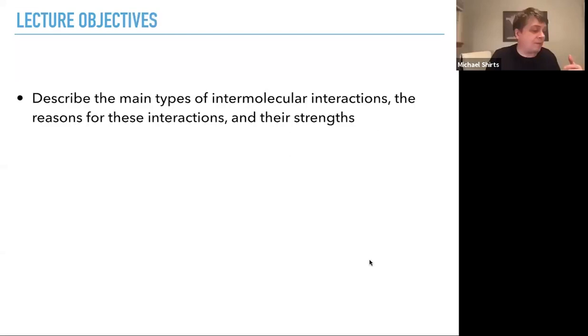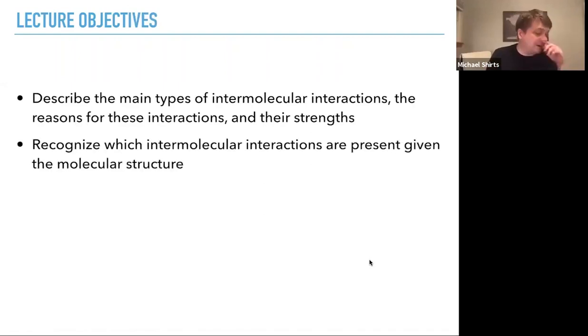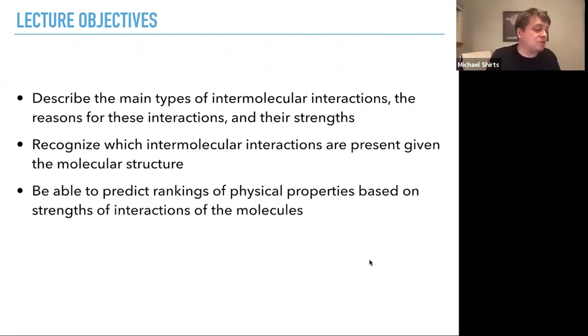So let's go over some of the objectives for this lecture segment. We are going to be talking about describing the main types of intermolecular interactions, the interactions between molecules, the reasons for these interactions and how strong they are, recognizing which intermolecular interactions are present given a molecular structure, and being able to predict rankings of physical properties based on strengths of interactions of the molecules.